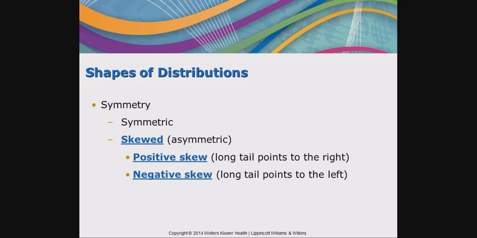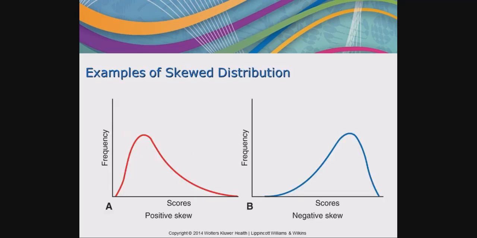Non-symmetrical distributions are called skewed. It is off-center. It has a hump. If the long tail points to the right, that means the hump is to the left. It's a positive skew. And vice versa. If the long tail is to the left, the hump is to the right, and that's a negative skew. Let's look at these.